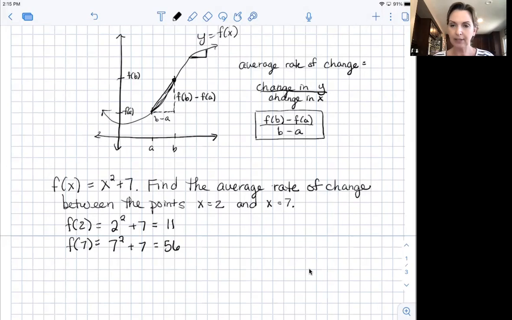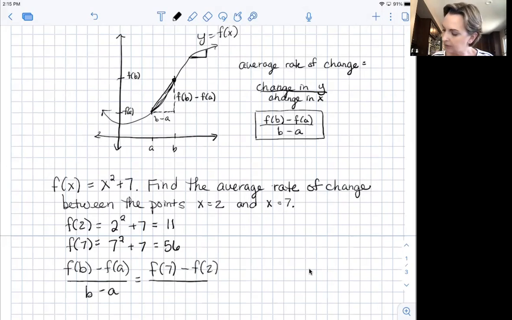Okay, and then you're ready to plug into your rate of change equation. We'll just rewrite that here, all over b minus a. So your function at b, in this case, is the function at 7, minus the function at a, which is the function at 2. b is 7, a is 2. And then you just plug in what you just figured out. The function at 7 was 56, and the function at 2 is 11. And then 7 minus 2 is 5.